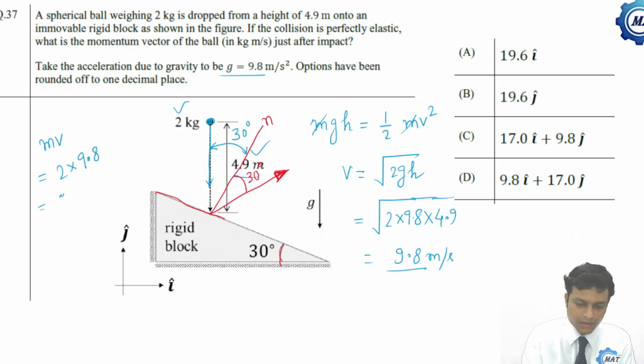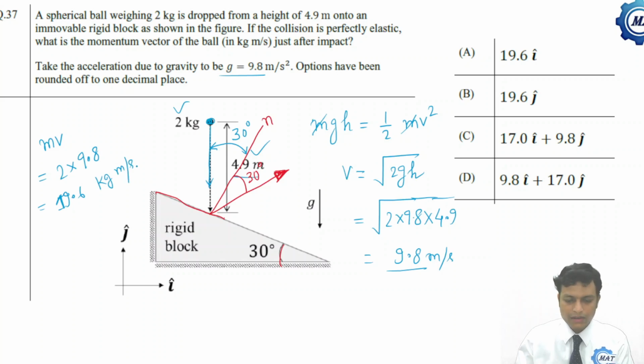Okay, that is 19.6 kg meter per second. Okay, now this is the vector. This is the vector after collision. This momentum is also 19.6 kg meter per second.